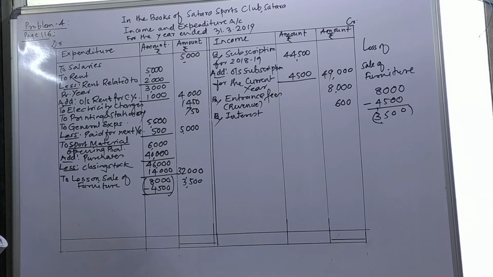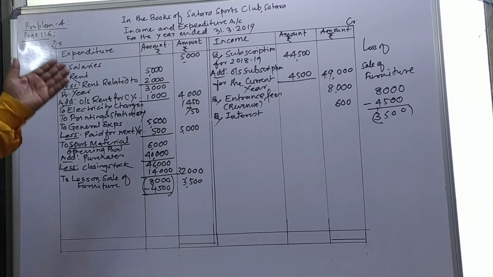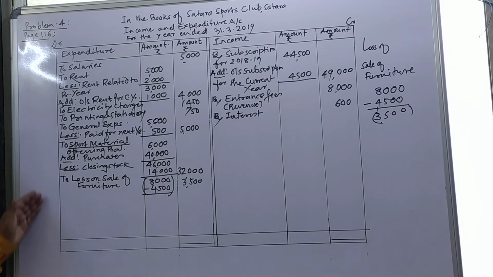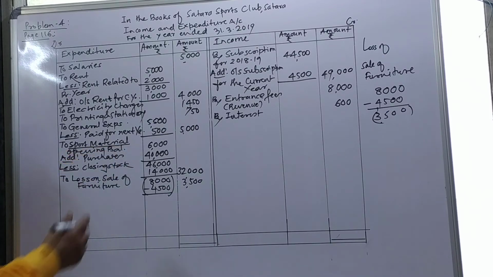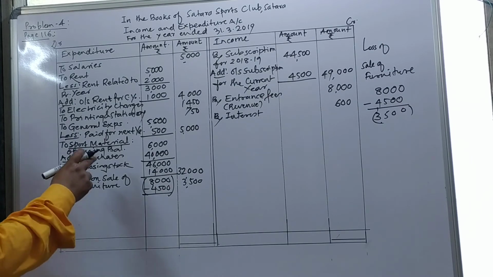Now after that, they give us the sports material. Regarding sports material, it is a sports club. Therefore, it can be conceived that the material consumed or sports material consumption is given. Therefore, for sports material, I write this in our column by underlining, and the opening stock of the sports material is given to us in the adjustment.